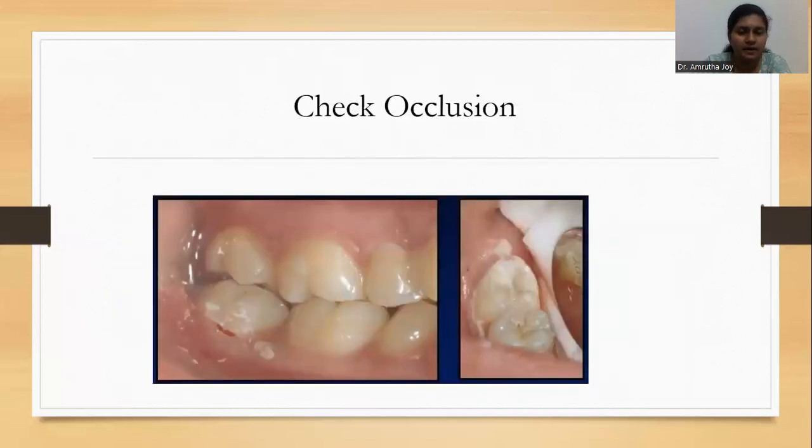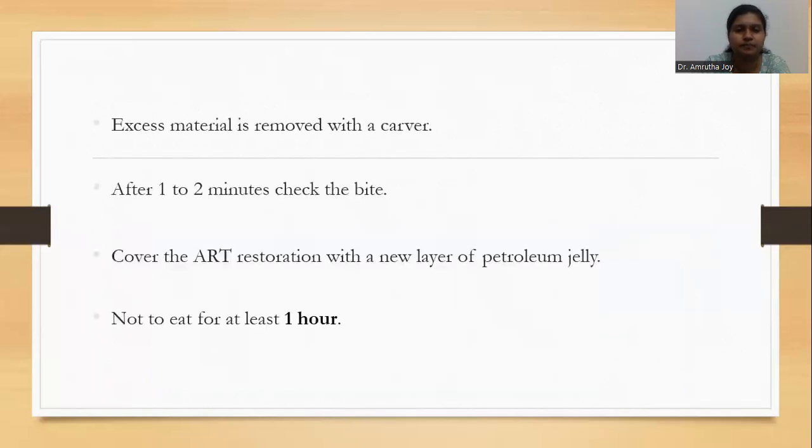After applying pressure, check for occlusion by asking the patient to bite the tooth. And again recheck the filling, and excess material should be removed, and ask the patient again to bite. After complete removal of excess material, cover the restoration with a new layer of petroleum jelly and instruct the patient not to eat or drink for at least 1 hour.